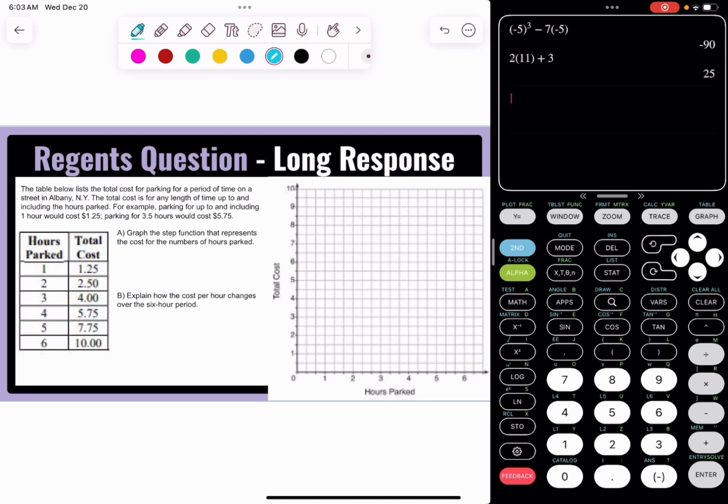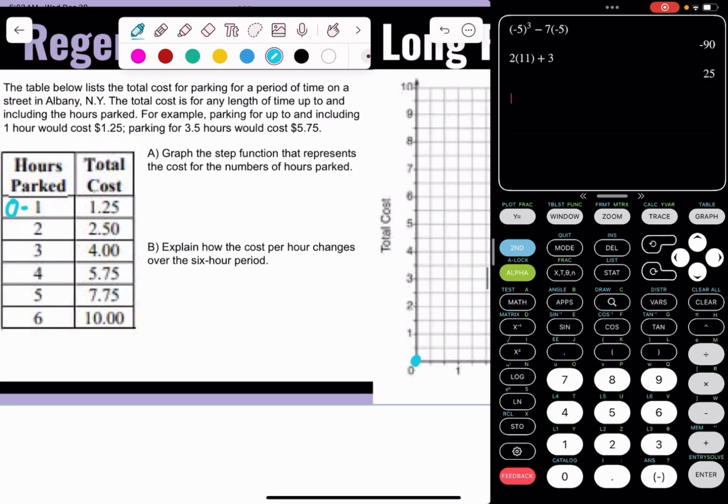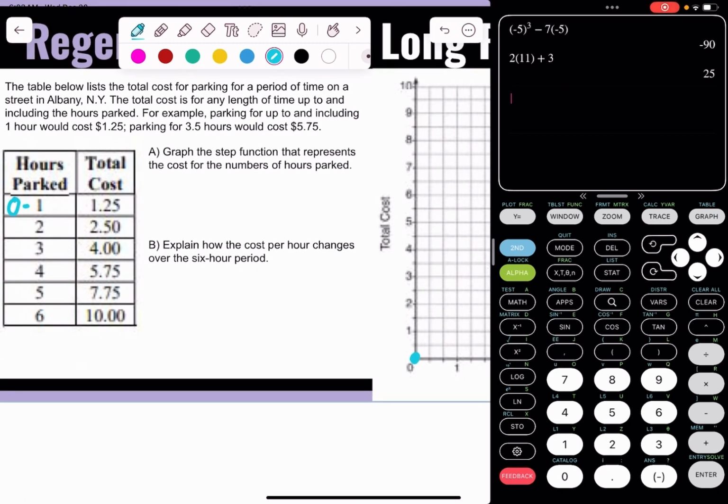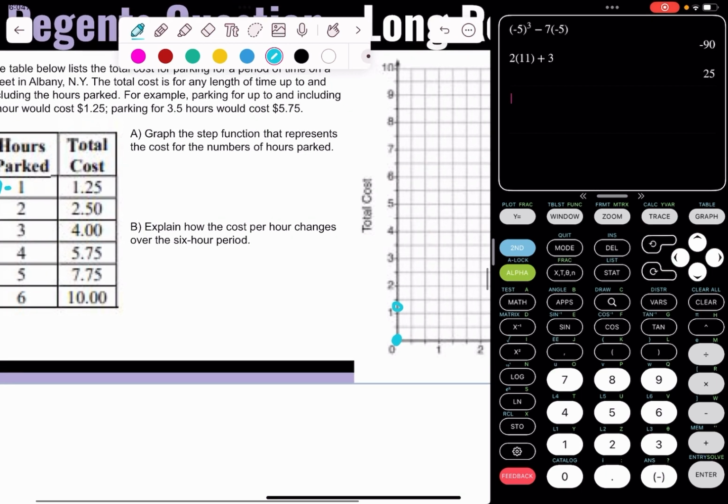So let's look at this. We want to graph it. At 0 hours parked, you're going to pay $0 because you didn't park at all. So that's a definite point. Now, anytime you pass the 0 hours, you're going to start paying for the 1 hour parked, which is $1.25. So at 0, once you're a little bit over 0, you're paying $1.25. So that's an open circle there because you're not always definitely paying the $1.25, because if you were exactly 0, you would be paying $0. Up until when you're at hour 1, you're definitely paying $1.25. So that's a closed circle.